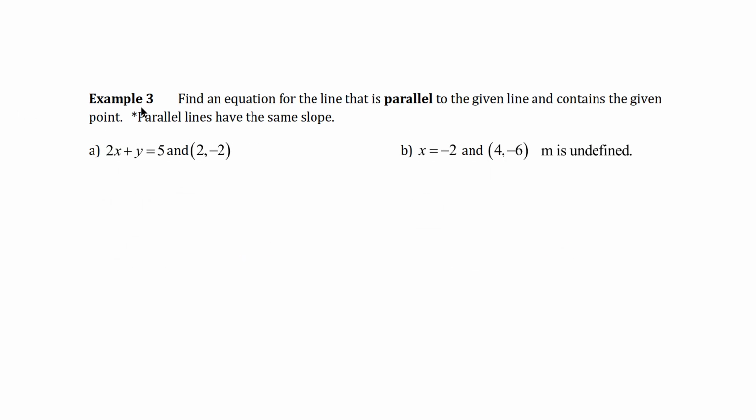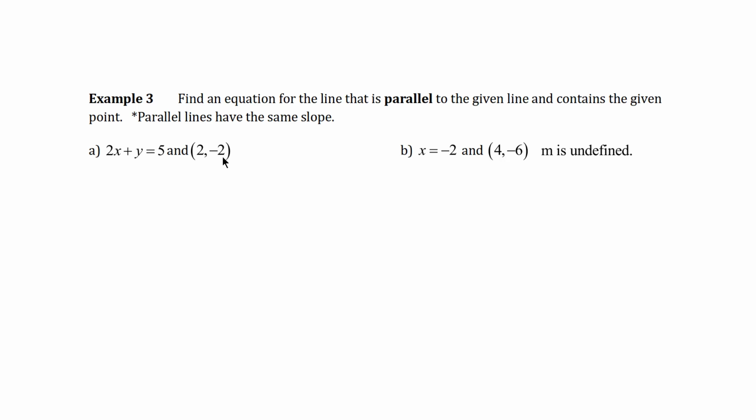Next we have example number 3. Find an equation for a line that is parallel to the given line and contains the given point. Remember here that parallel lines have the same slope. For part A, we need to find an equation of a line that is parallel to the line that's created by the equation 2x plus y equals 5 and contains the point 2, negative 2.